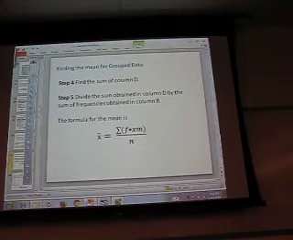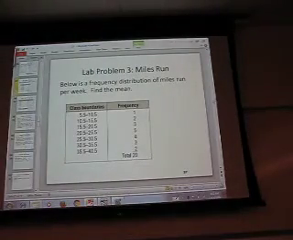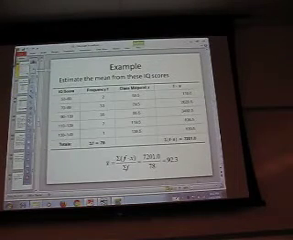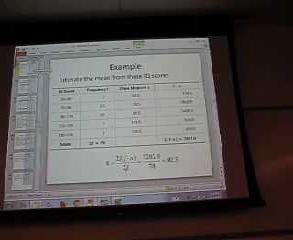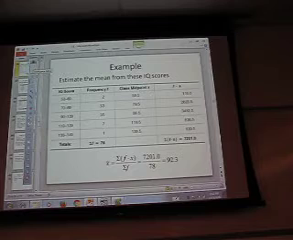You guys need to do yours, which is here. Lab problem 3, miles run. And if you want, if I put up this one, do you guys want this one up there to look at? Okay. Lab problem 3. So spend a few minutes on that, and then we'll take a break until 55 after.